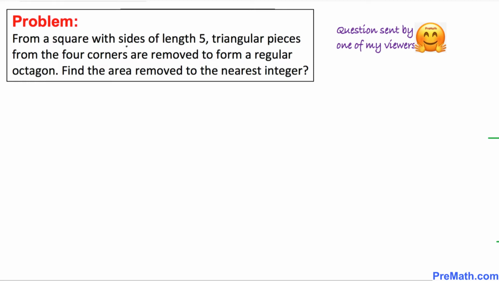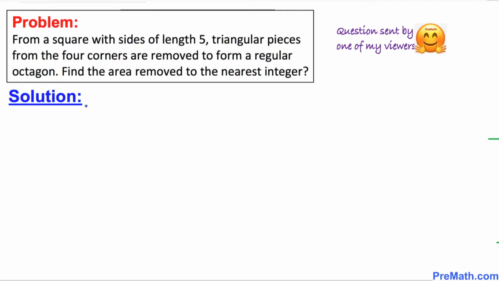This word problem states: from a square with sides of length 5, triangular pieces from 4 corners are removed to form a regular octagon. Find the area removed to the nearest integer. So let's get started with our solution.